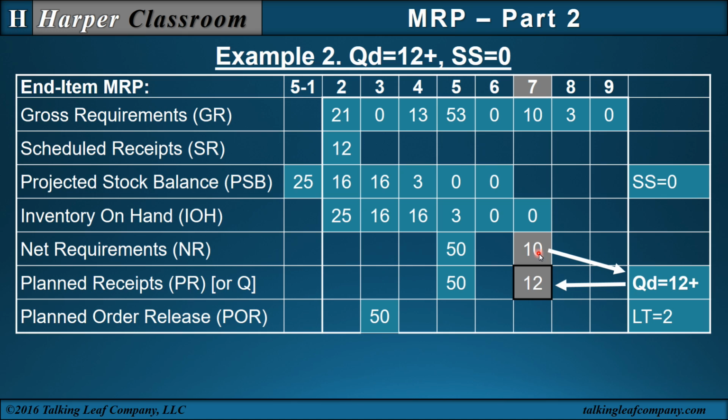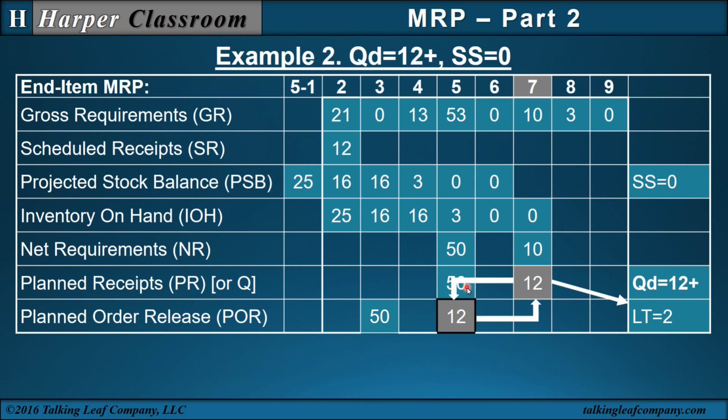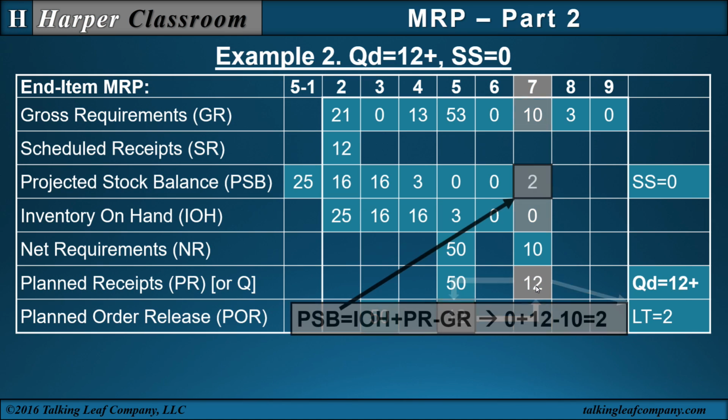In order to cover that 10, I have to order a minimum of 12, so my lot size Q is 12. I compare that 12 with my lead time. I come back to, and I have a planned order release of 12. And that 12 would generate a planned receipt of 12. My projected stock balance is my inventory on hand plus my receipts minus my requirements equals a balance of 2. There's the equation, there's the calculations.